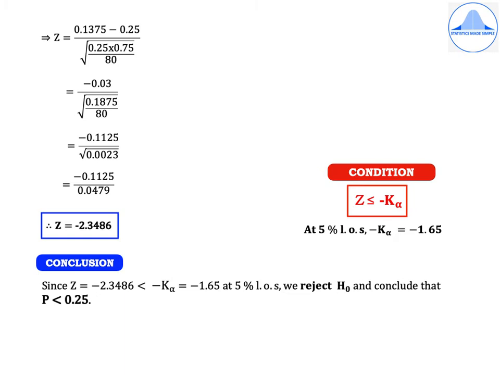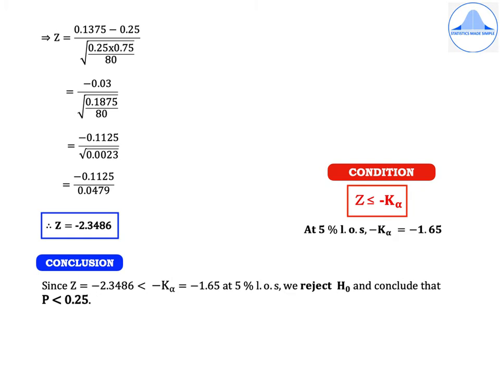So what is the condition which you should use for a left tail test? You have to check if Z is less than or equal to minus K alpha. If this condition is satisfied, then you'll reject H naught, otherwise you'll accept H naught. So at 5% level of significance, minus K alpha is minus 1.65. So we have already calculated Z, and now you have to compare Z with minus K alpha.